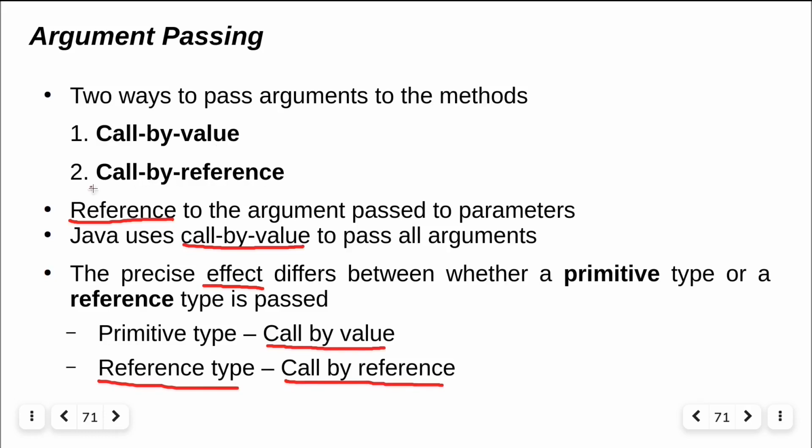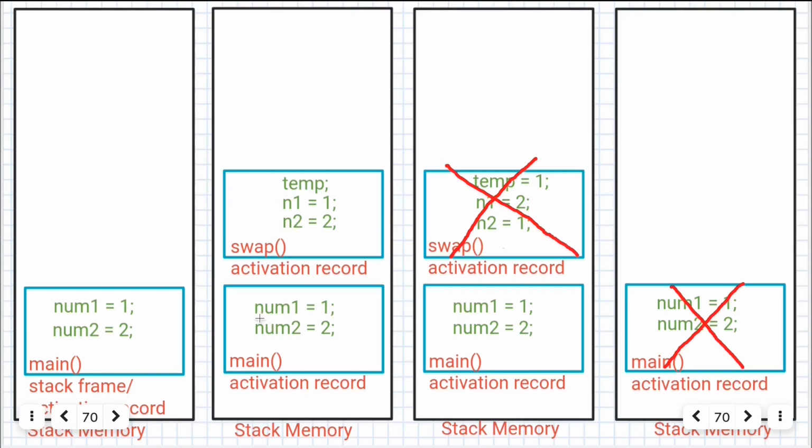Next class we'll see this call by reference. Here we have seen call by value. From the main method we have passed primitive types num1 and num2 to this swap method. This swap method made the changes to n1 and n2. These changes will not affect num1 and num2 in the main method, since the scope of n1 and n2 is different and their memory locations are in this activation record. When this swap method returns, they will be destroyed. So those changes which were made within this swap method will not affect num1 and num2.